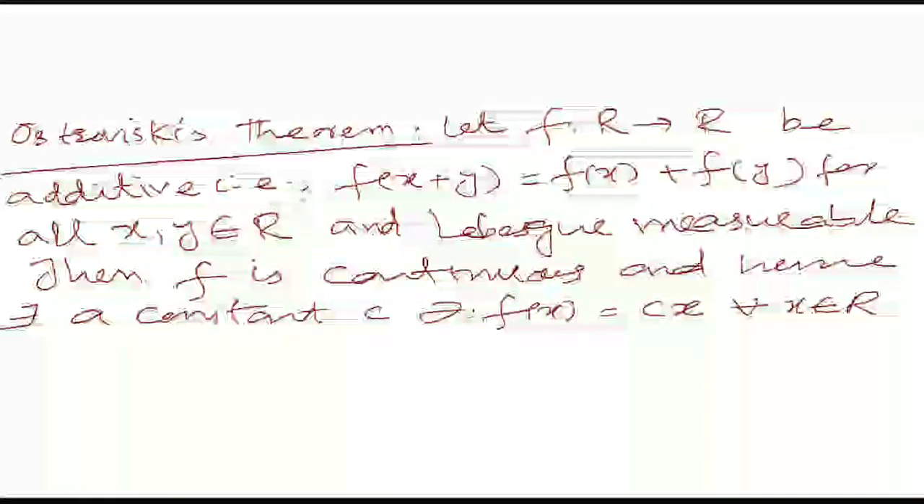It actually gives the measurable solutions of this function f from R to R, satisfying the equation f of x plus y equal to f of x plus f of y. So the statement is: f is a function from R to R which is additive and also Lebesgue measurable. Then f is continuous, and we have already done that every continuous additive function is of this type. That means there exists a constant C such that f of x is equal to C x.